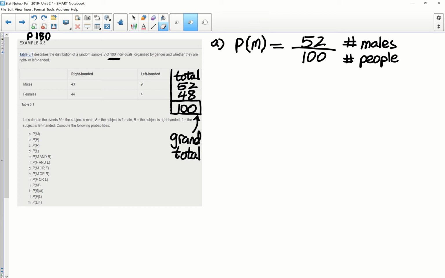Now, for part B, it's saying the probability of getting a female, same idea. We know how many females there are, 48 of them. And we know how many people there are, there's 100. So that one's a little easier.